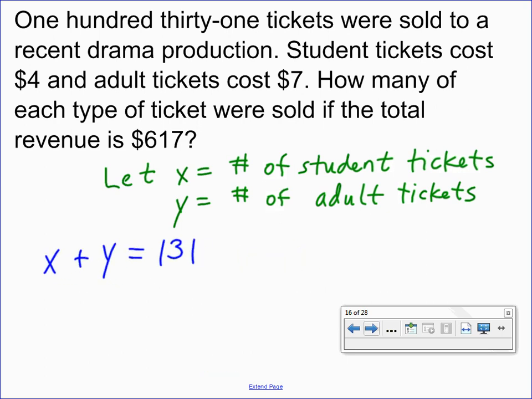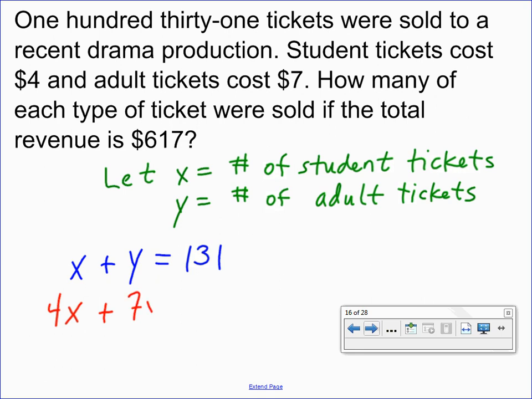Next, student tickets cost $4 each, and adult tickets cost $7 each, and the total revenue was $617 for the drama production. So we could write a second equation that takes into account this dollar contribution. I don't know how many student tickets x were sold, but I know that each one contributed $4 towards my total revenue. When combined with $7 for every adult ticket y sold, it produces a total revenue of $617.